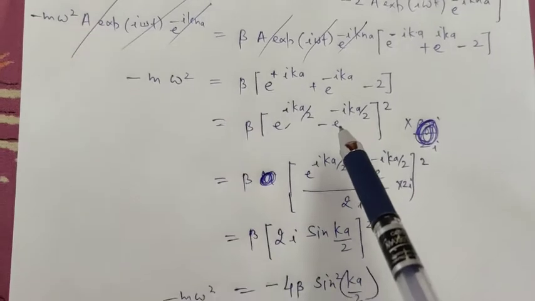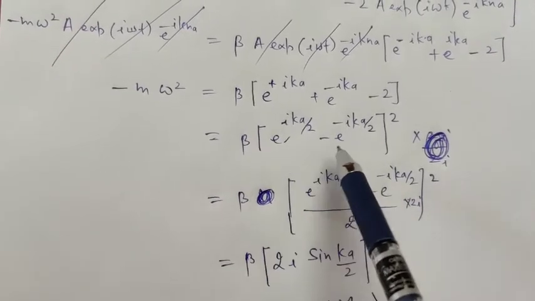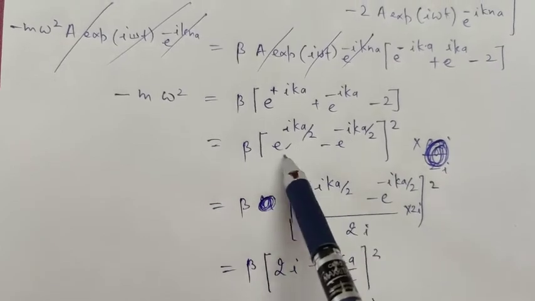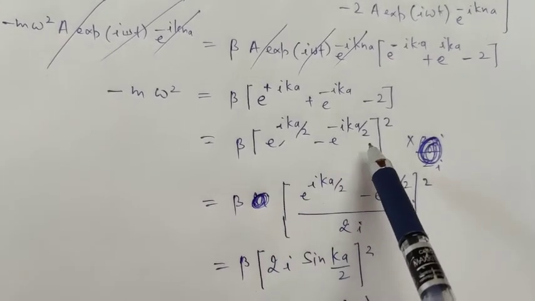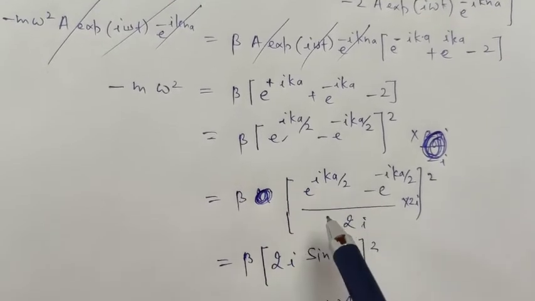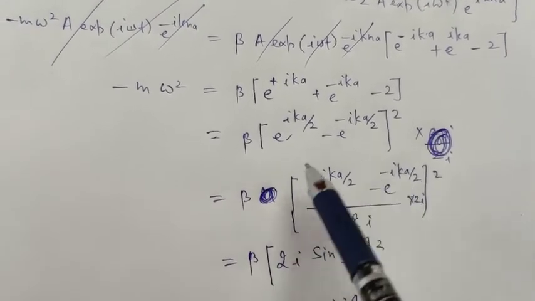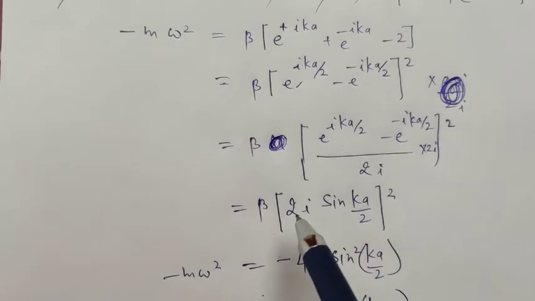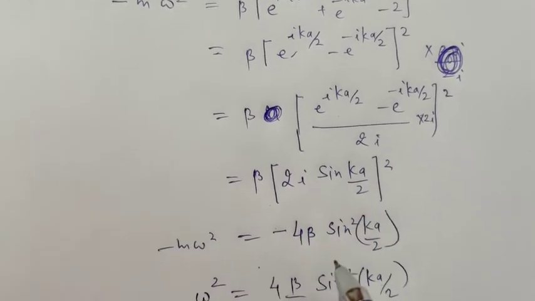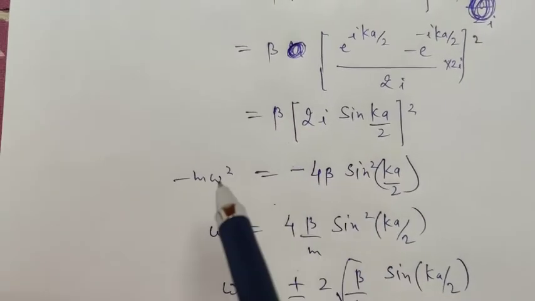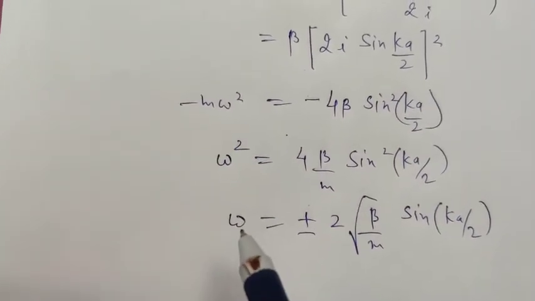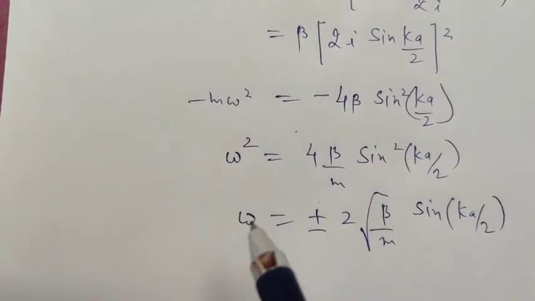If you rearrange in terms of a square, we will get this. Now in this equation, inside this bracket, we will multiply and divide by 2i. So this will be sine ka in terms of exponentials, and therefore this will be 2i sine ka by 2, whole square. Thus by simply calculating, we get the value of angular frequency for the nth atom.